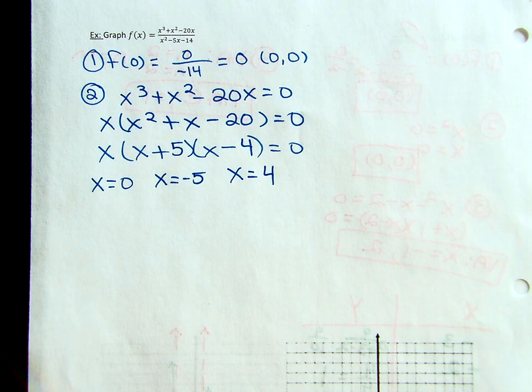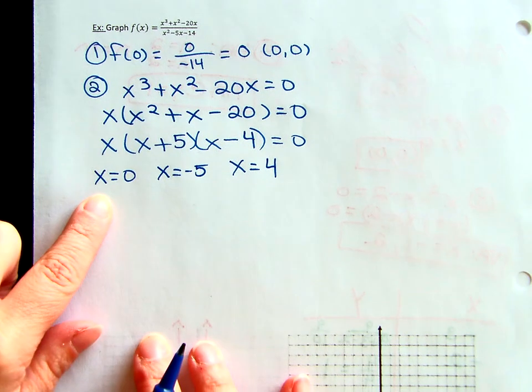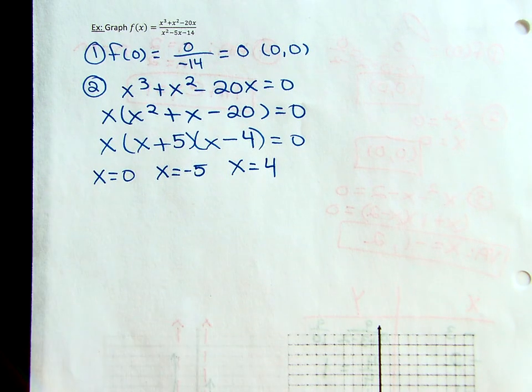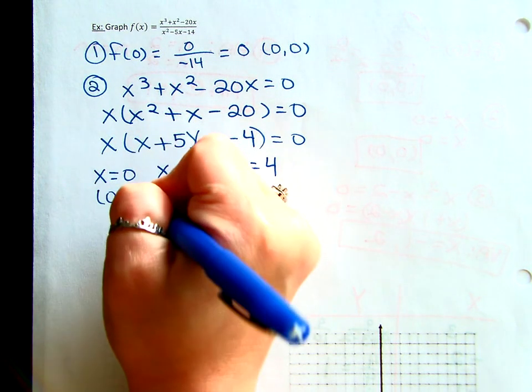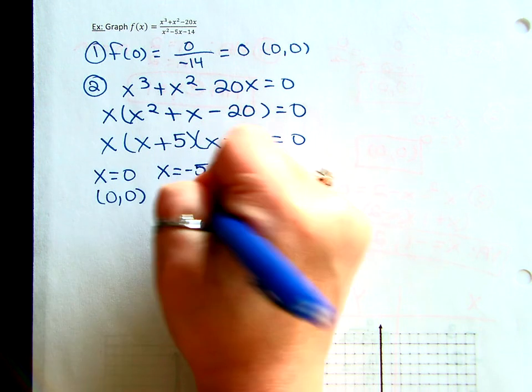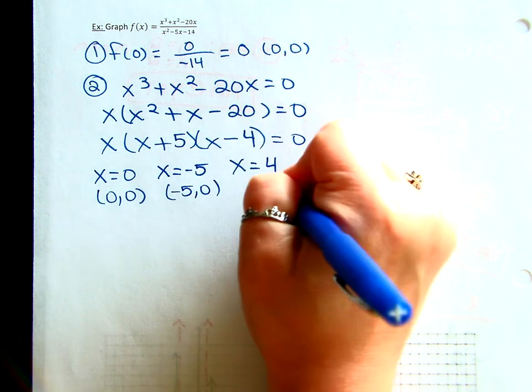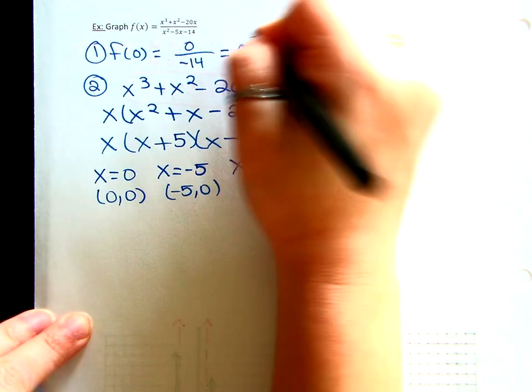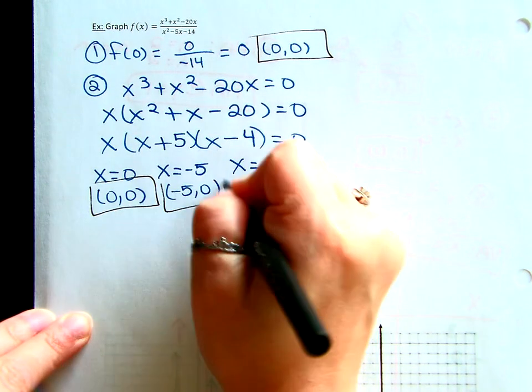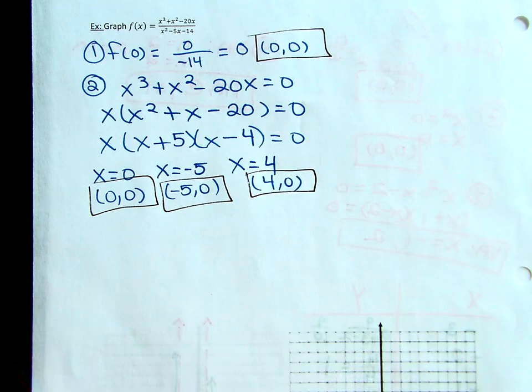So 9 times out of 10, if a student misgraphs or misSolves this, it's because they forget about this x equals 0 bit out here, and that'll mess up your answers at the end. So these are the points (0, 0), (negative 5, 0), and (4, 0). I just like to have all that written there so that when I go to plot my points, they're all nice and ready for me.